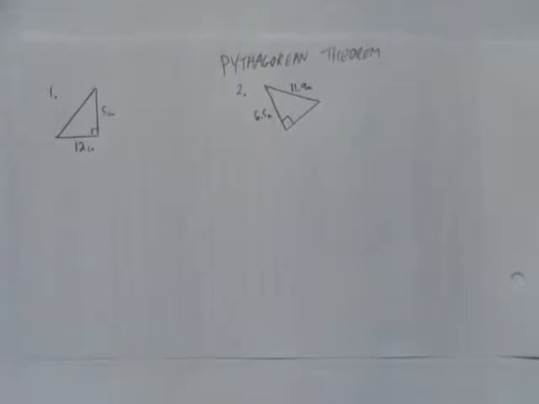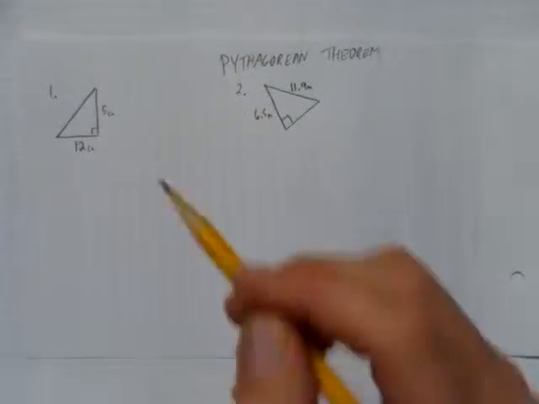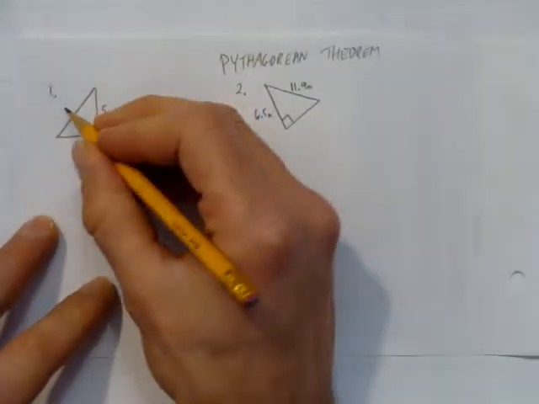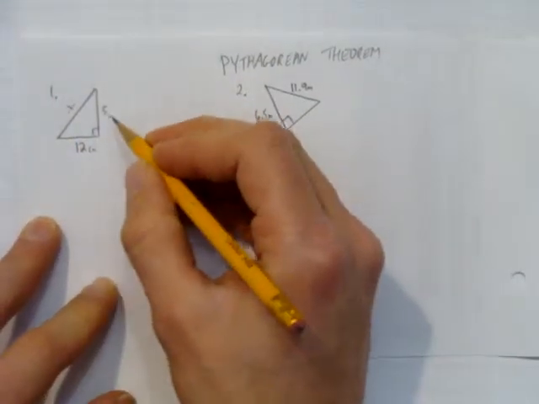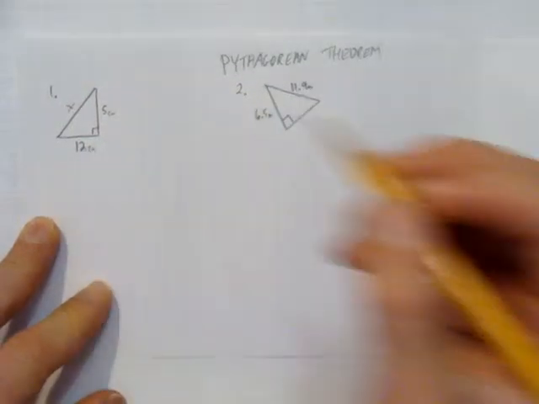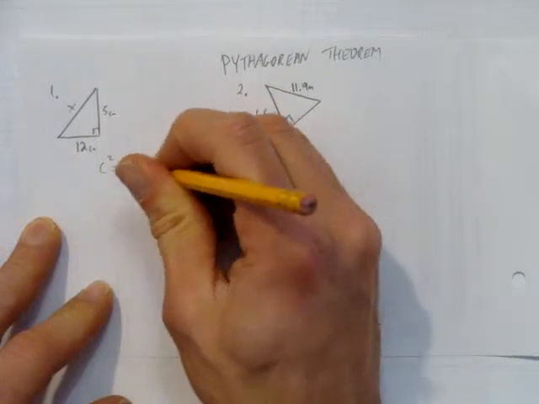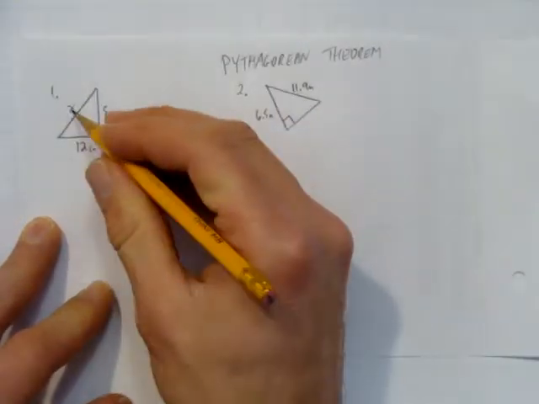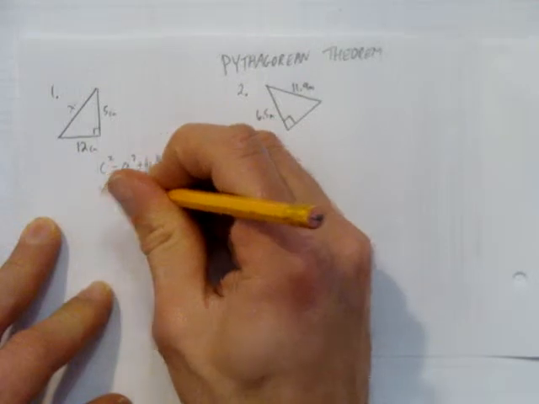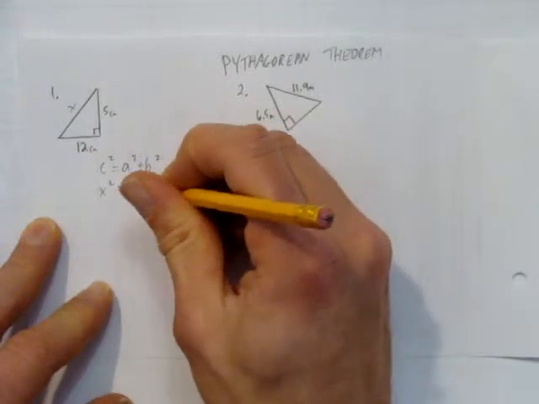In this video, we'll calculate missing sides of triangles using Pythagorean Theorem. Let's call this missing side x. We're trying to find it when the sides are 5 and 12. Well, Pythagorean Theorem tells us that c squared equals a squared plus b squared. So the missing side, x squared, equals 5 squared plus 12 squared.